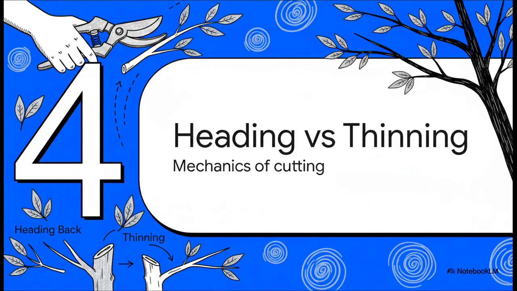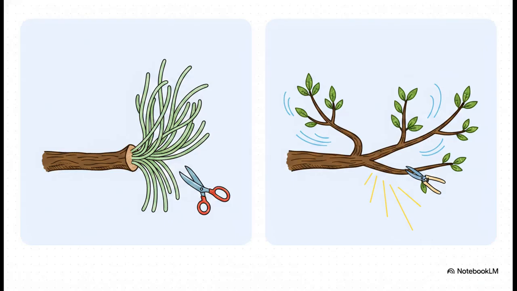Section 4, heading back versus thinning. There are two primary pruning cuts we need to talk about. First is heading back. This is when you cut a branch down to a random stub. Please avoid this. It forces out a dense cluster of vigorous, highly unnatural shoots with very weak attachments, completely ruining the tree's form. Contrast that with thinning out, which is absolutely the preferred, healthier method.